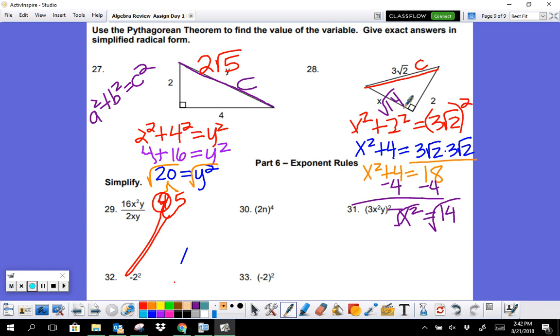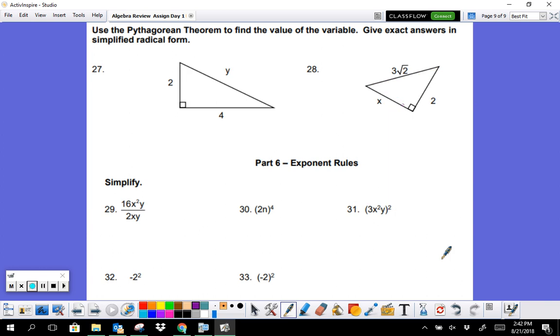Okay, number 29. Here we get into exponent review. Here I'm dividing, so I'm going to divide these numbers in front and get 8. When you divide, you subtract exponents. So that's 2 minus 1. That's just 1, so x. And then those y's cancel out. So you just get 8x.